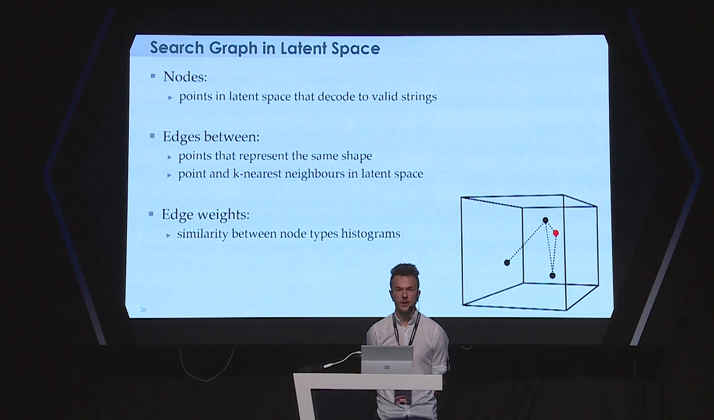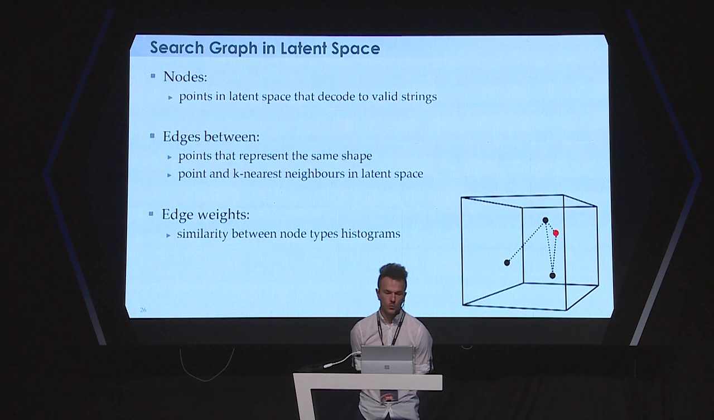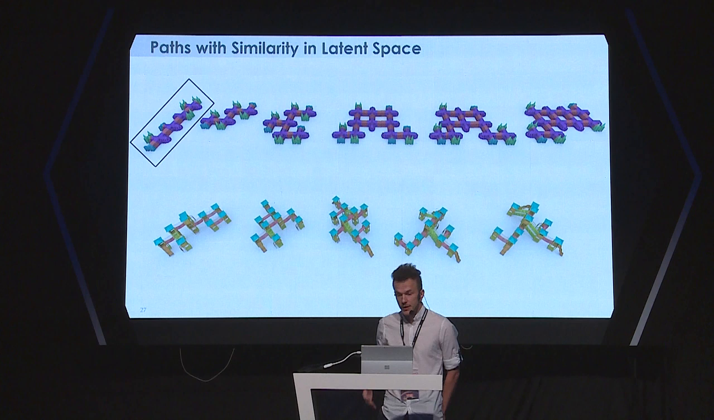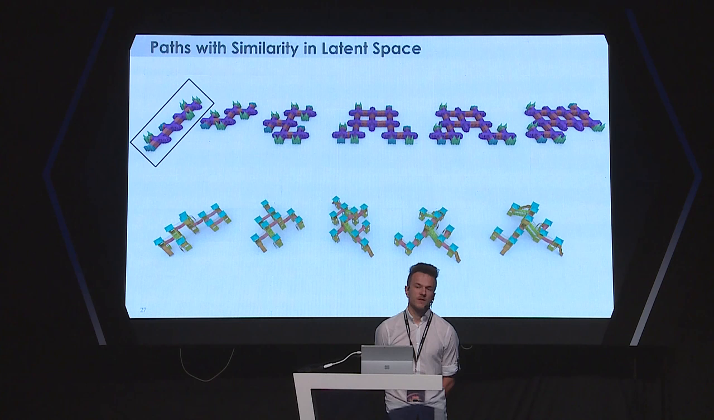In addition to the graph topology, we also added a simple similarity metric as edge weights. Because we didn't have an example application, what we used was a simple node type histogram comparison. Now, interpolating between shapes can be expressed by finding the shortest path in this search graph. And as you can see, the results deliver more intuitive, or subjectively more intuitive, intermediate results.